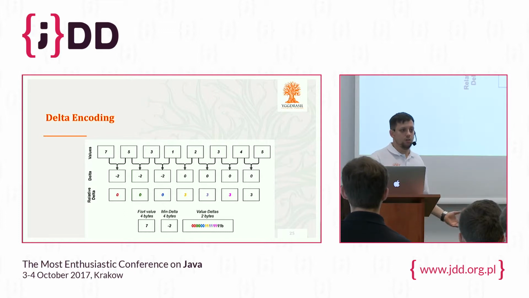So we need to store this information. After we have this related delta, we store only the first value and the minimum delta, and then the related data, of course, packed as 2 bits. As you can see, we have only 4 possible values, from 0 to 3, and using only 2 bits you can encode this number of values. It is especially useful for timestamps, for example.